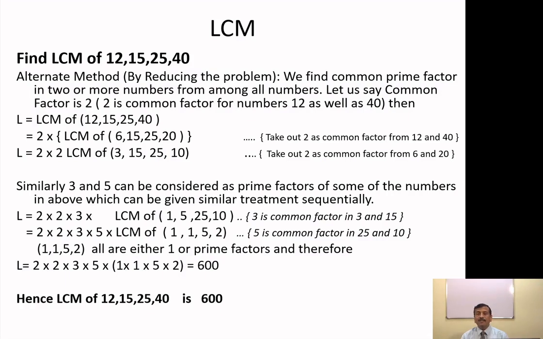As we realize, all the factors which are involved are 1, 1, 5 and 2. So either they are 1 or they are prime factors. So our process stops here. And therefore the resultant LCM L is equal to 2 into 2 into 3 into 5, as we have taken them outside earlier, and the product of the remaining things, 1 into 1 into 5 into 2. The answer is 600. So this is another method of reducing the problem. Let's proceed ahead.